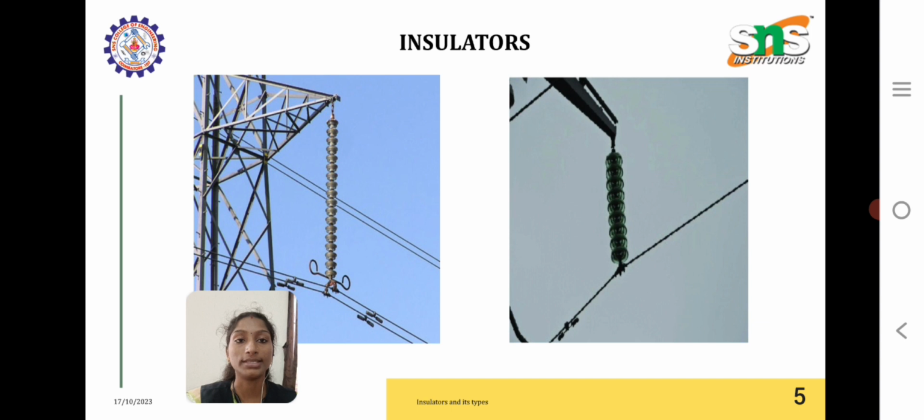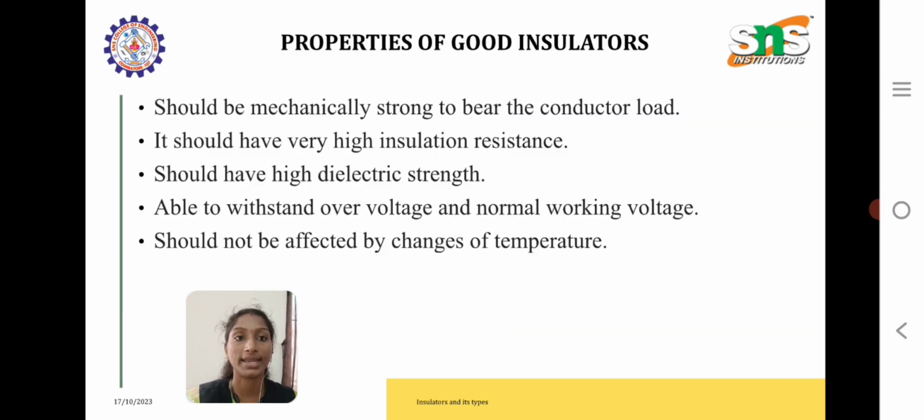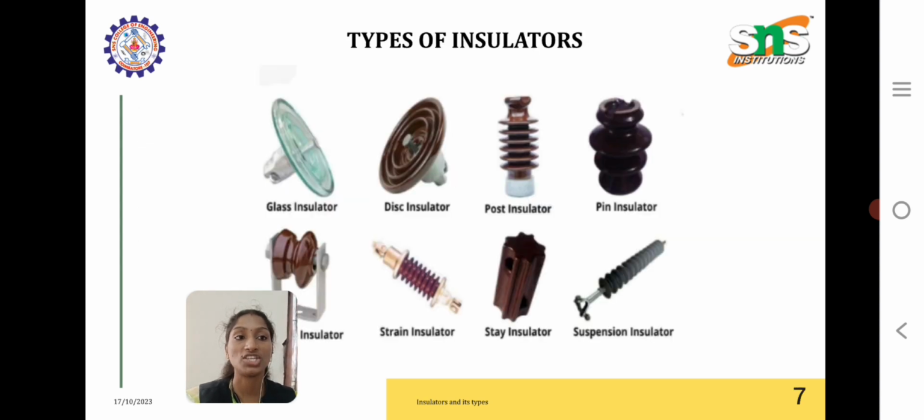This picture shows what an insulator is, which connects the pole and the conductor line. That is what we call an insulator, and this type of insulator is called the suspension type. So what are the good properties of an insulator? It should be mechanically strong to bear the conductor load, it should have very high insulation resistance, its dielectric strength should be very high, and it should not be affected by changes of temperature.